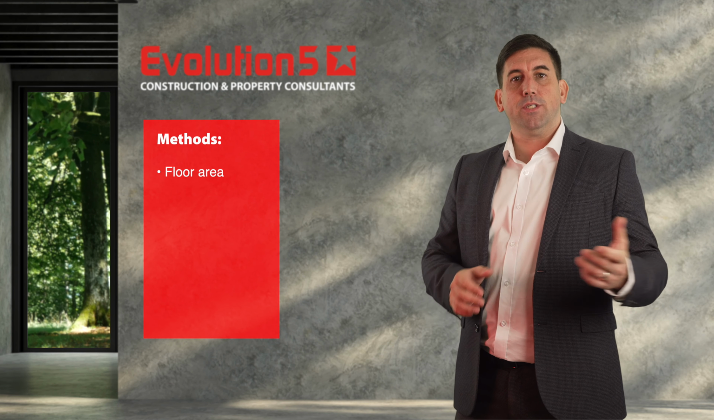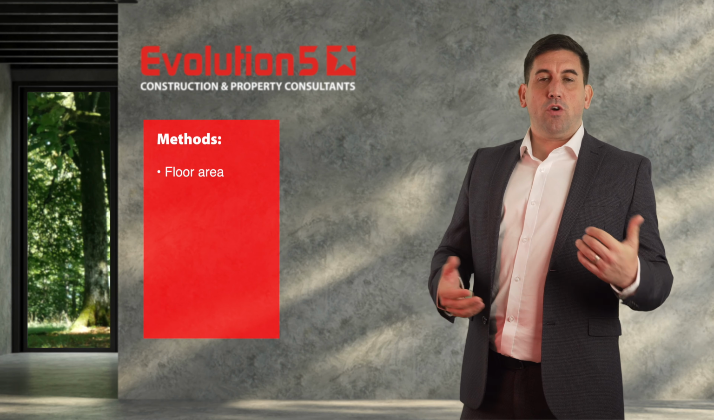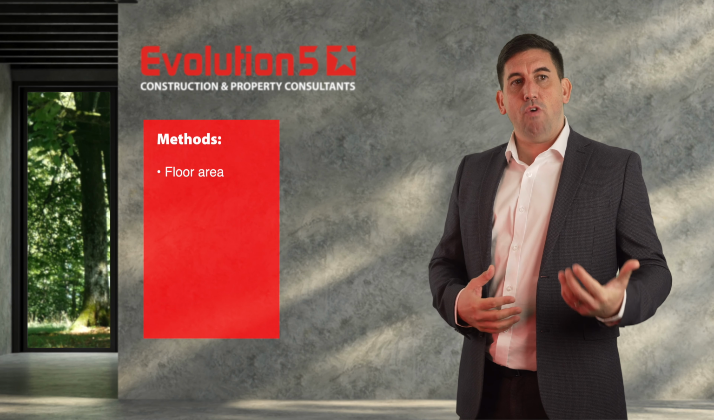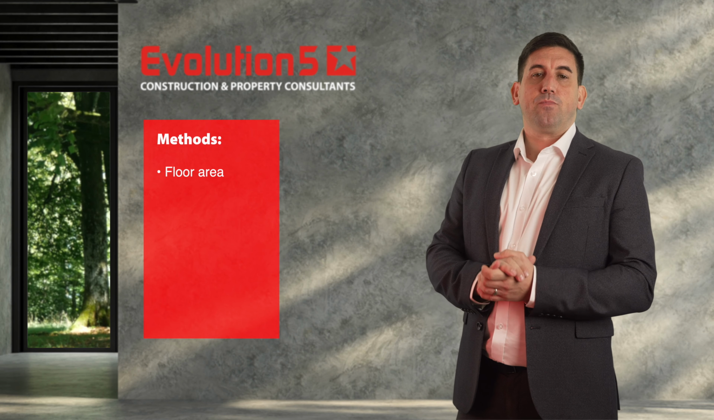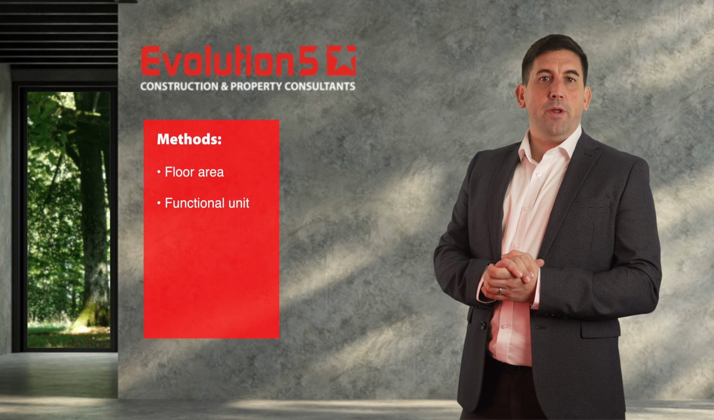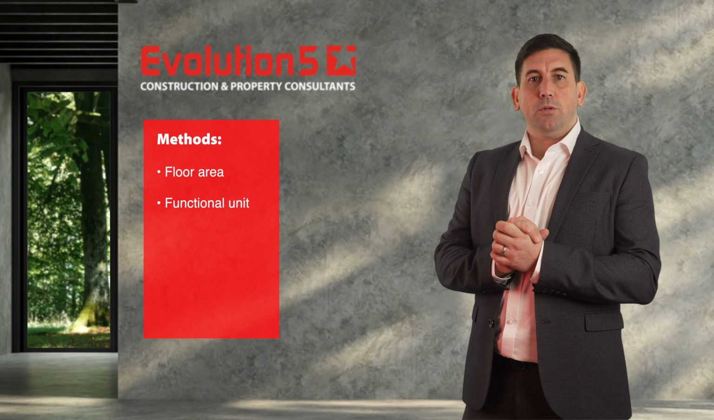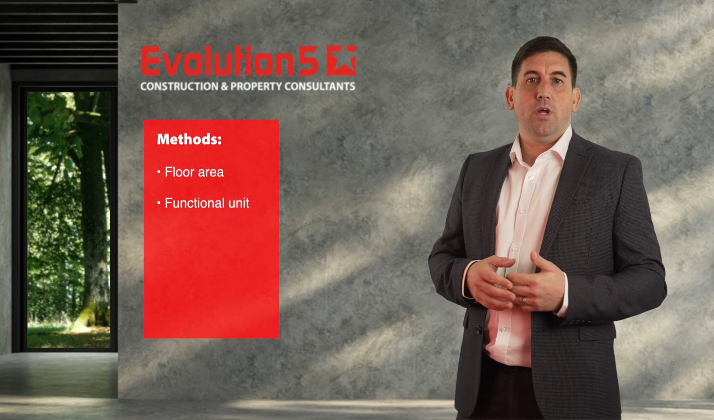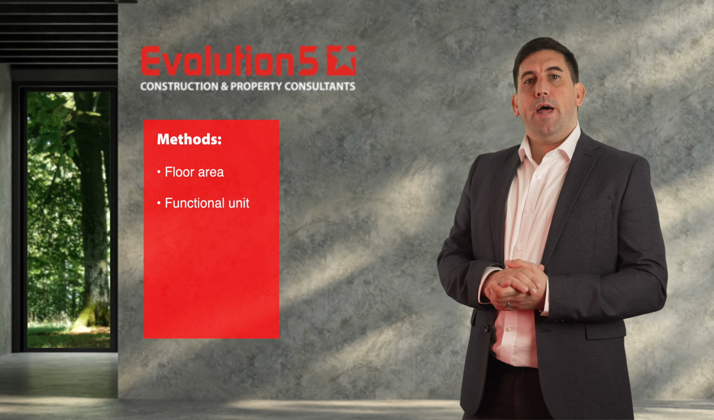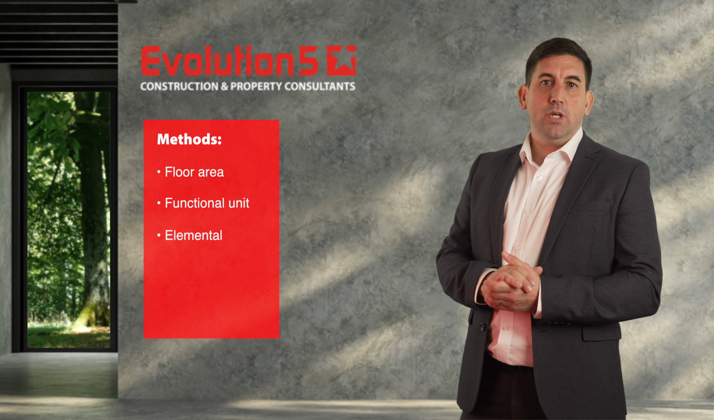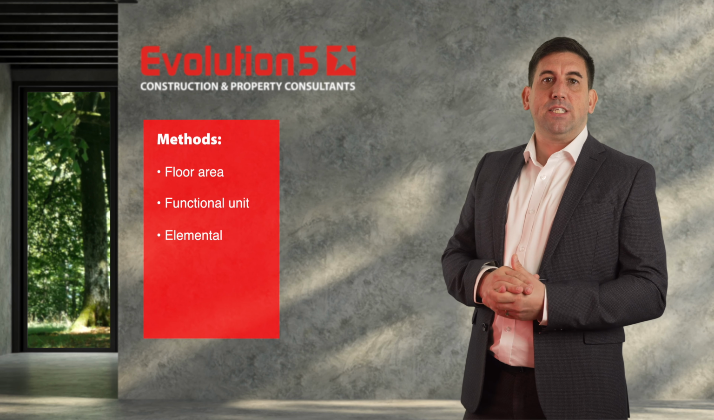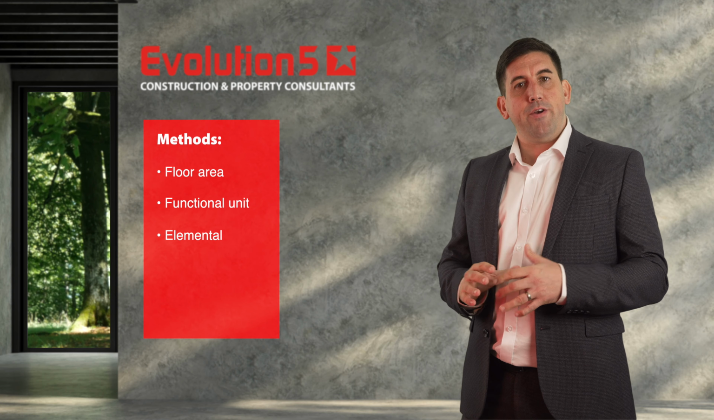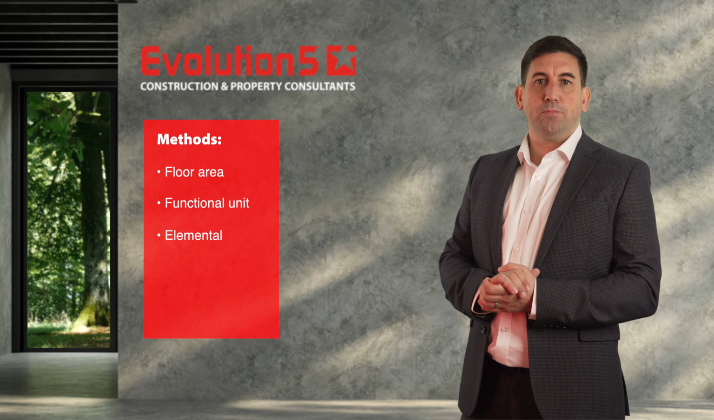Floor area method, which is the measure of the gross internal area of the building, multiplied by a considered rate per square metre. Functional unit method, which estimates the cost based on its function, i.e. per bed space, per house type, for example. And then lastly, the elemental method, which estimates the cost based on the elements that comprise the building, which are broken down and assigned references and cost codes.